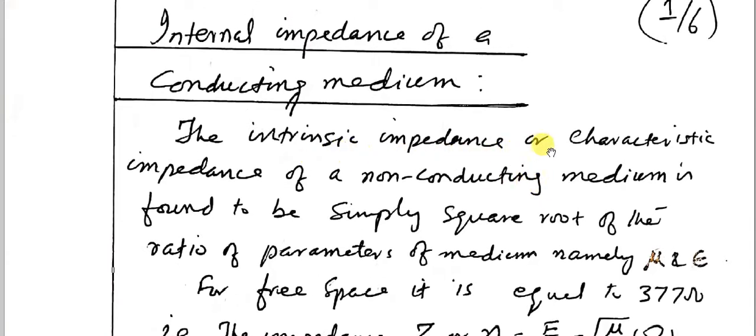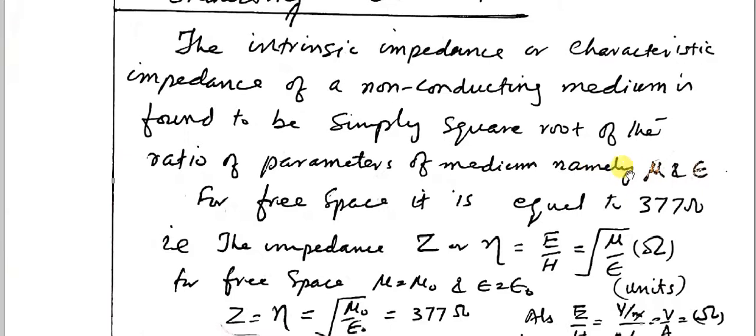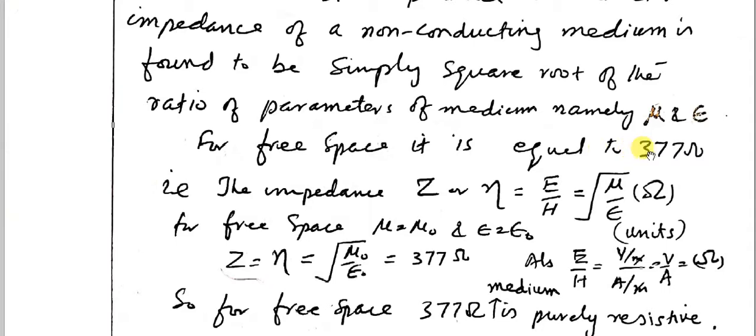The intrinsic impedance or characteristic impedance of a non-conducting medium is found to be simply the square root of the ratio of the parameters of the medium, namely mu and epsilon. For free space, it is equal to 377 ohm. The impedance Z or eta, we denote with these two symbols, both are correct, is equal to E by H, which is equal to the square root of mu by epsilon, in ohm.